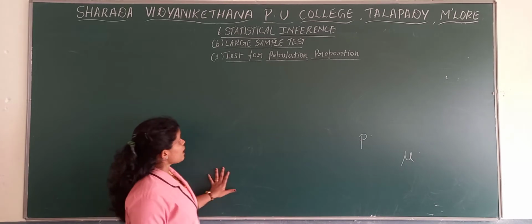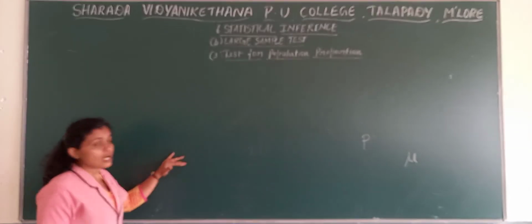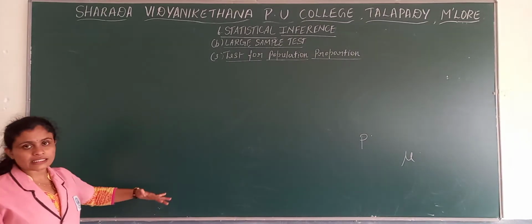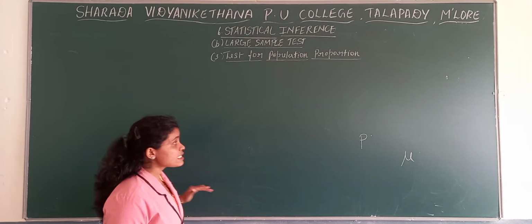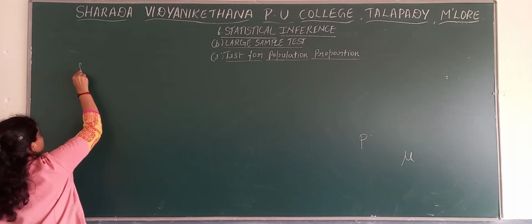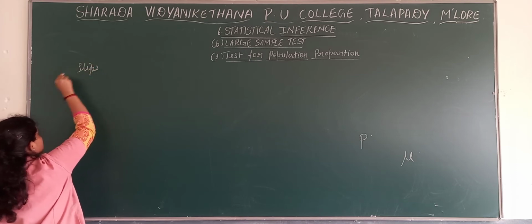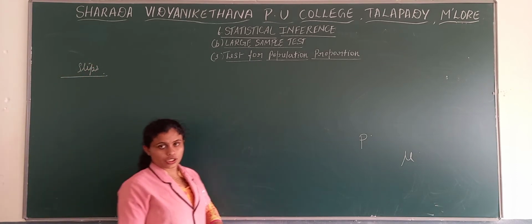Now the third application, test for population proportion, has some steps. So there is a procedure in order to complete that test. We'll see what that procedure is now. The steps under the procedure for population proportion.